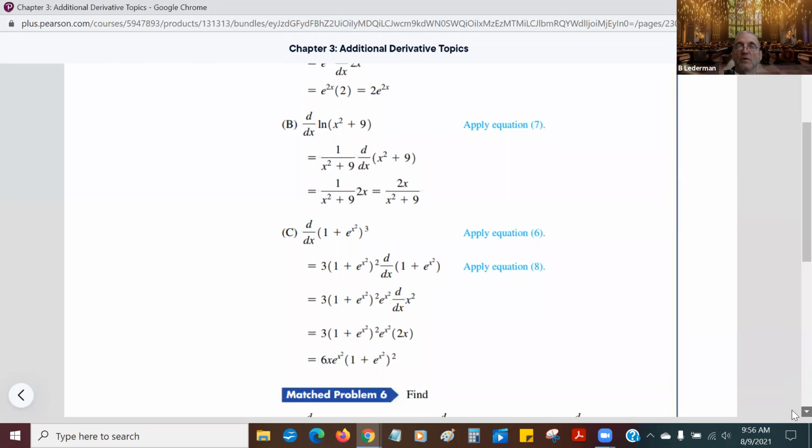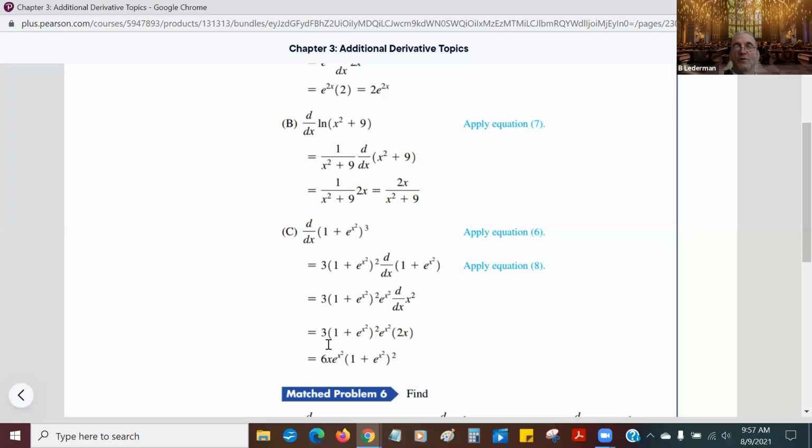And finally, the last one, which is the most fun, is my outer derivative is raising to the third power. So I take 3 times this whole parenthesis to the second power. Then I take the derivative of the parenthesis. Now this is actually going to wind up being a second chain rule here, because the derivative of this sucker, well, the derivative of 1, that just disappears. The derivative of e to the x squared is e to the x squared, but times the derivative of the inner function, which is the x squared.